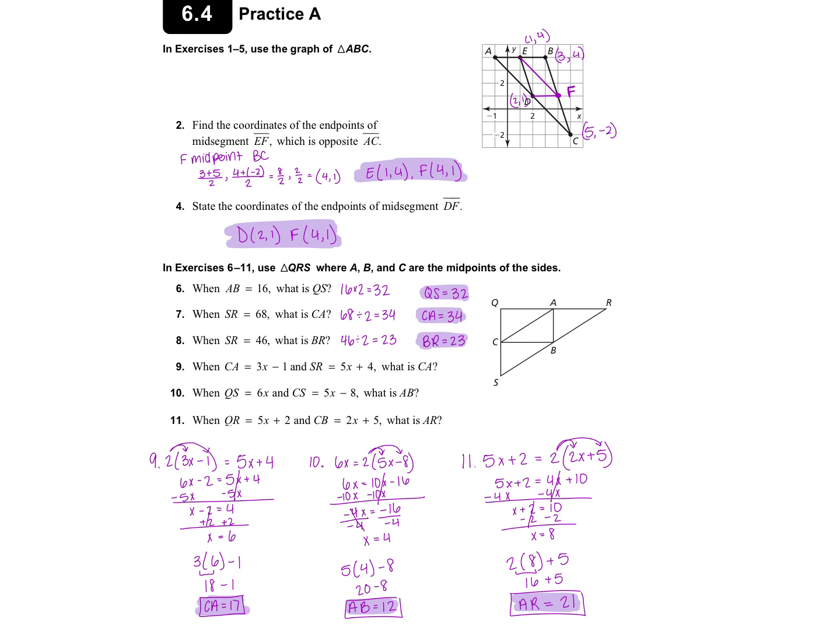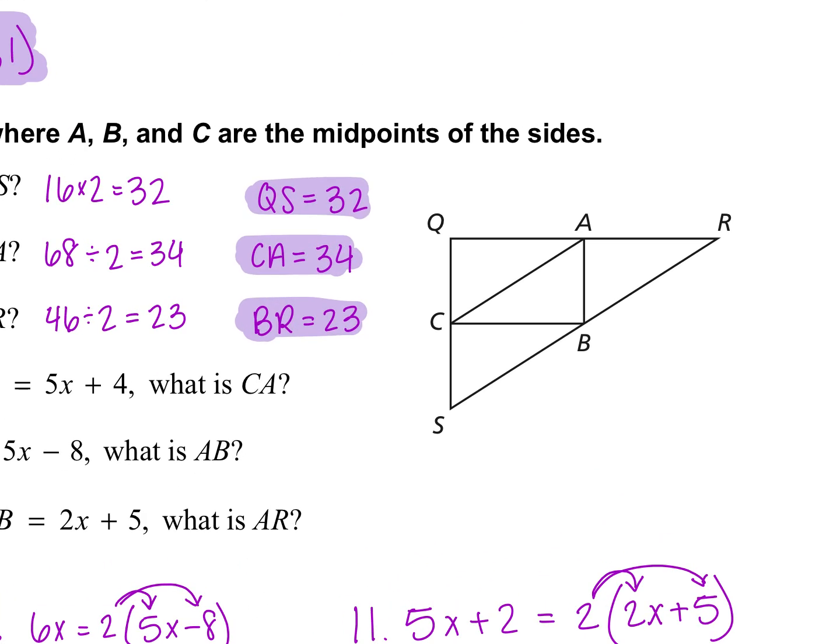Questions, comments, concerns on 6-4? We're good with 6-4? Yes. How do I know that CB is congruent to AR?